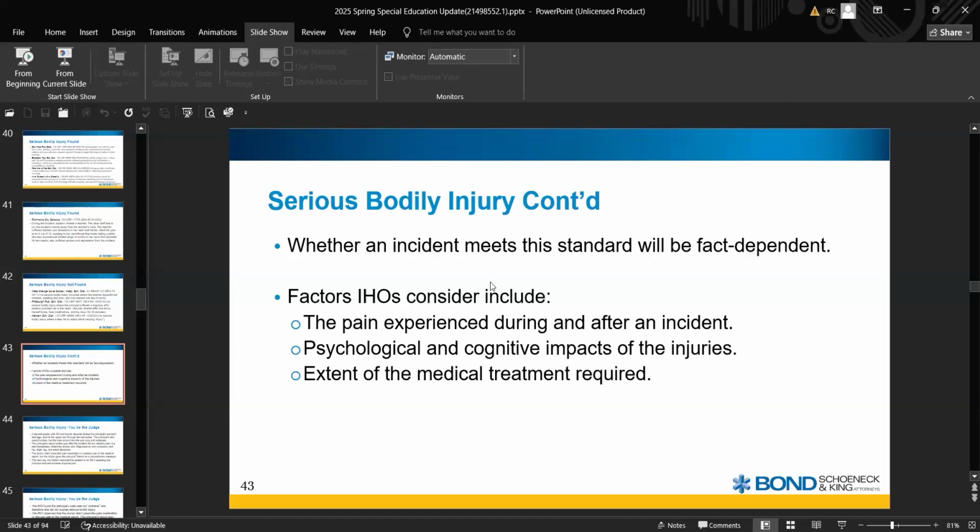In some cases, maybe they won't need to. A photograph of the injury or something like that. But the psychological and cognitive impacts of the injuries are going to matter, and the extent of the medical treatment required. So there's that case where the person took Tylenol, that's not necessarily indicative of a serious bodily injury. But if you're being treated for 2 weeks afterwards, not saying it always has to be 2 weeks, but something beyond a day, you're going to have a hard time convincing a hearing officer that you suffered a substantial injury if you were out of work for a couple hours.